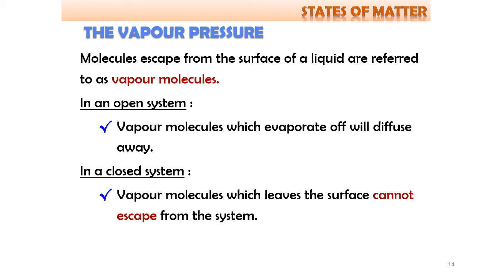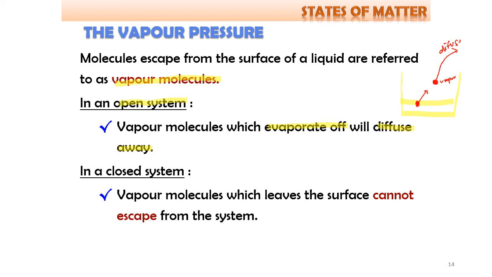For the molecules that escape the surface of a liquid, we refer to them as vapor molecules. In an open system, vapor molecules will evaporate off and diffuse away. Okay, so maksudnya, if you have an open system, your vapor molecule dia akan evaporate. Contoh, ini liquid molecules on the surface. So bila dia start to evaporate, so dia akan jadi vapor molecules. Ni vapor. So in an open system, it will evaporate and diffuse away lah.